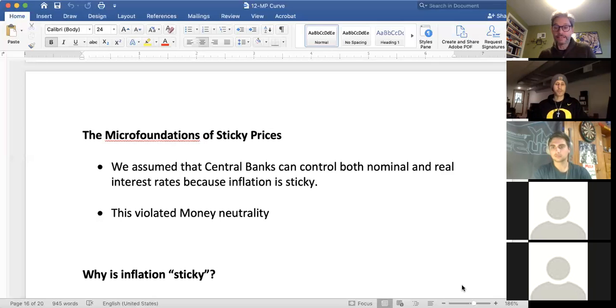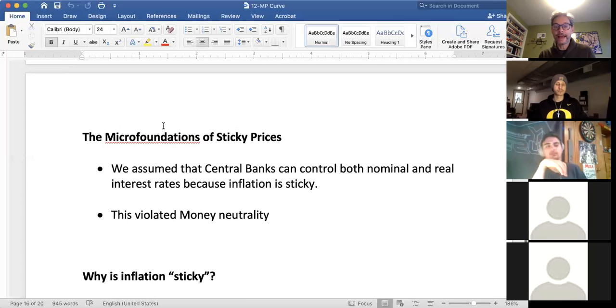And this violates money neutrality, right? This violates money neutrality because in money neutrality, real variables should not change when nominal variables like the money supply change. So this assumption of sticky prices is crucial to thinking about why money neutrality doesn't hold.